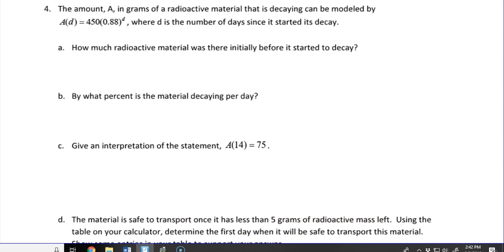For question 4, it talks about radioactive material. Now this is something kind of weird, right? It's tricky to think about, but it happens in science. And this type of material dissipates into the environment. It decays. It goes away at a predictable rate.